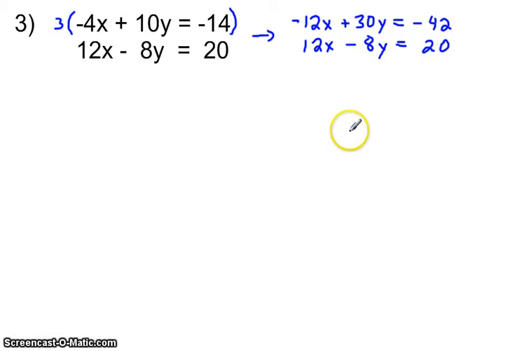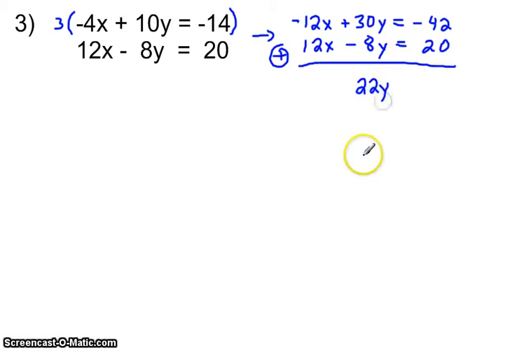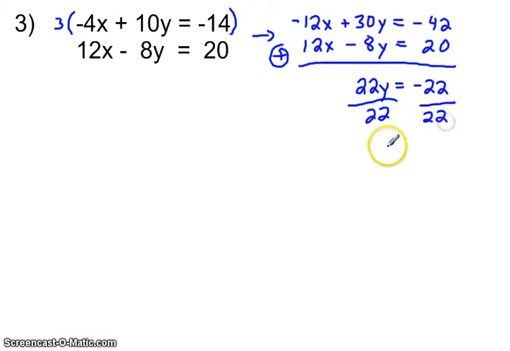Now I'm working with a system of equations that these will cancel out or eliminate each other. So I'm going to add now, and it's the same process as what we had before. When I add these opposites, it goes to 0. 30y plus a negative 8y is 22y equals negative 42 plus 20 is negative 22. This actually comes out kind of similar to the one we just did. Divide both sides by 22, and I get y is equal to negative 1.